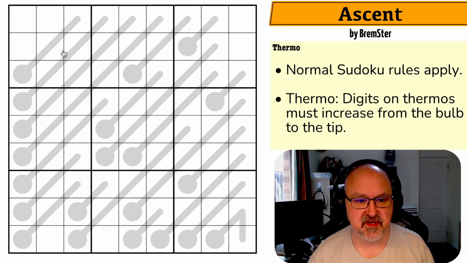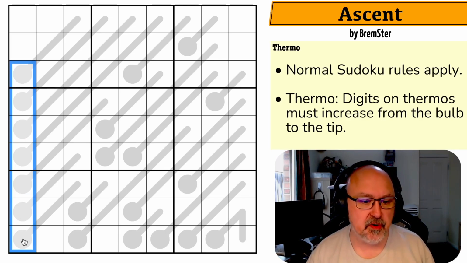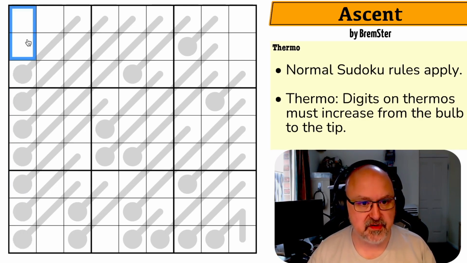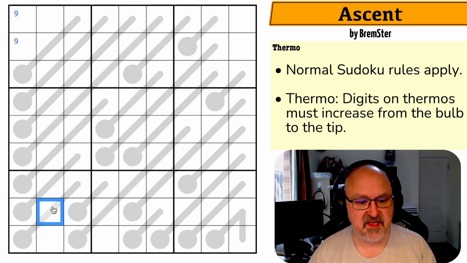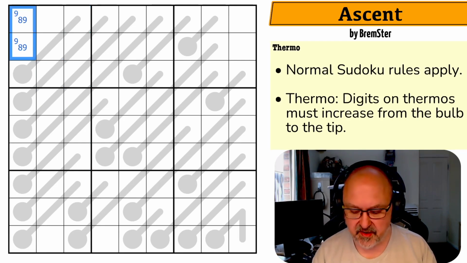There are a couple of things I remember though, such as we cannot put 9 in the bulb of a thermo, so 9 goes up here. But we also can't put 8 in any of these, because 8 here would mean 9 is broken. So this is actually an 8-9 pair.